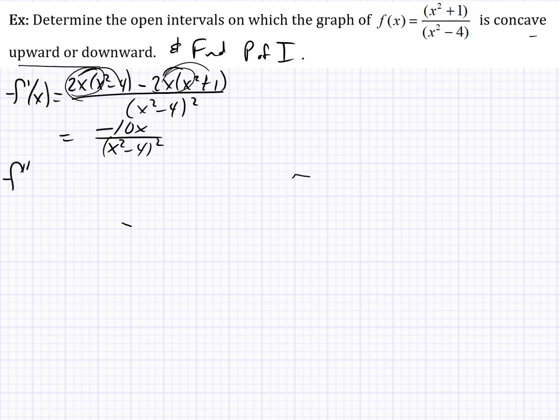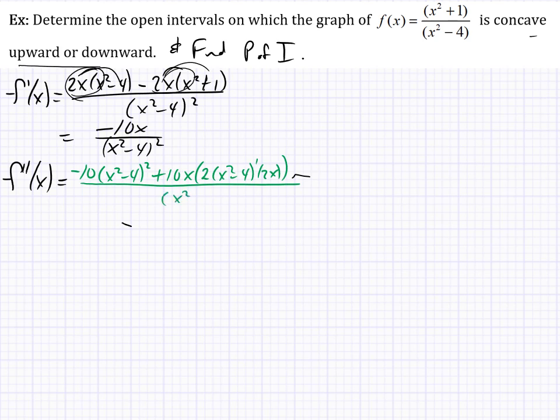Second derivative. Derivative of the numerator, do quotient rule again. Derivative of the numerator is negative 10 times x squared minus 4 squared minus negative 10x, which would give us positive 10x, times the denominator's derivative, which would be 2 x squared minus 4 to the first times 2x all over the denominator squared. So now we're at x squared minus 4 to the fourth. And this is where we're simplifying. Notice we have a 10 and a 10, and x squared minus 4 and x squared minus 4. So I'm going to factor those out.